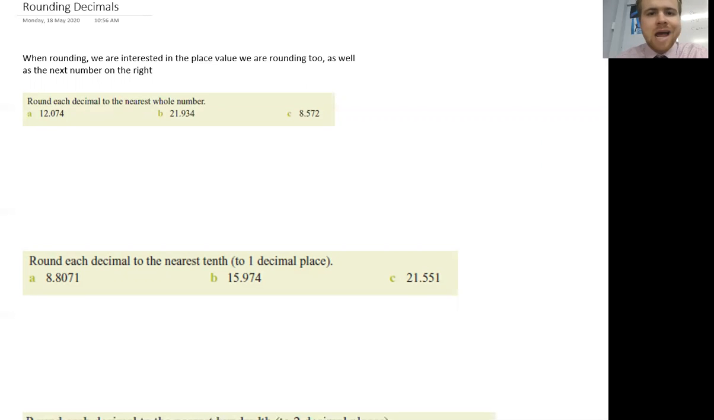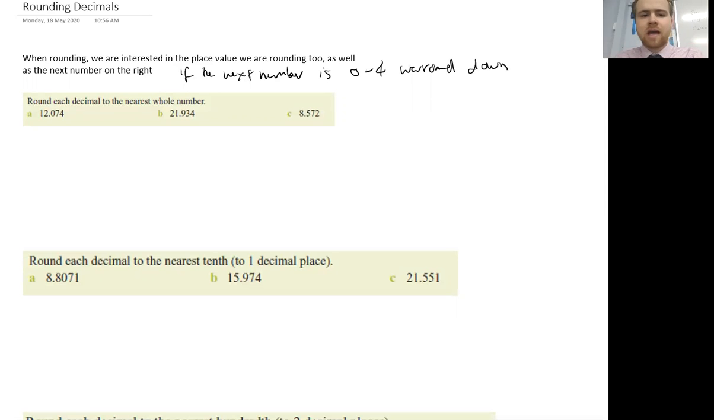Okay, now when we're rounding, regardless of whether we're rounding decimals or whole numbers, we are always interested in the place value that we're rounding to, as well as the next number on the right. Okay, and our rounding rules are as follows. So if that next number to the right is 0 to 4, we round down.